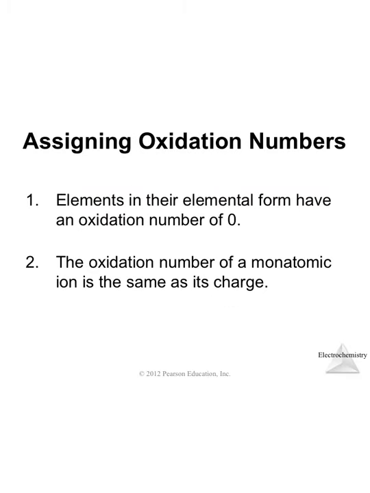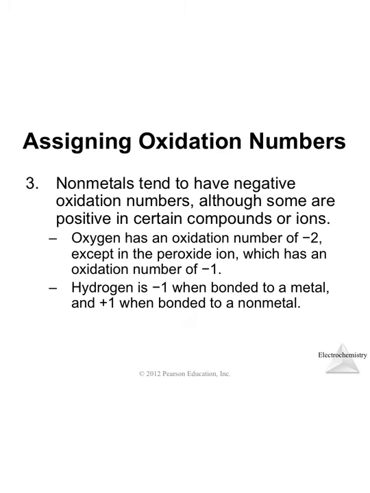So there are some rules when you assign oxidation numbers. You've seen these before, but let's review. Elements in their elemental form have an oxidation number of 0. That includes diatomic molecules. If it's just one thing, there's nothing to balance out the charge, so it has to be 0. The oxidation number of a monatomic ion is the same as its charge. So let's say you had Br-, it has a charge of -1, so its oxidation number is also -1.